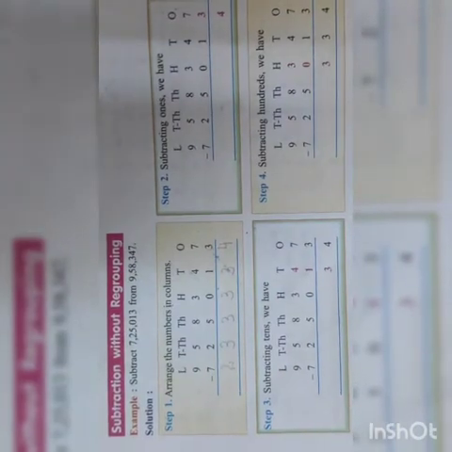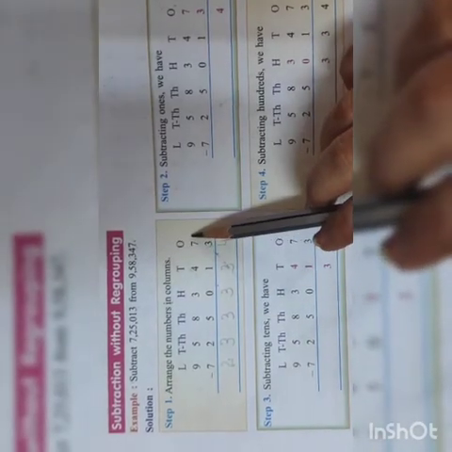So students, in this what you have to do, first you have to arrange the number in columns. Then we have to start subtracting from the ones place. So we will subtract the ones place, then tens, then hundreds, and then we will move forward.